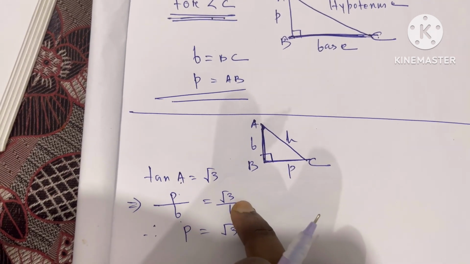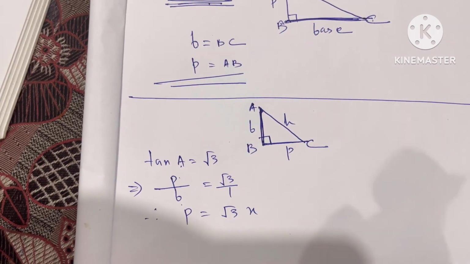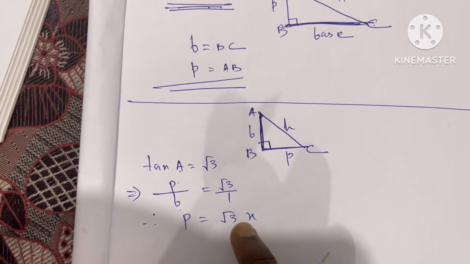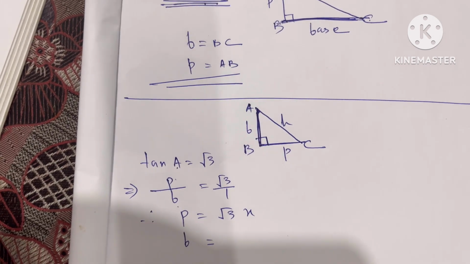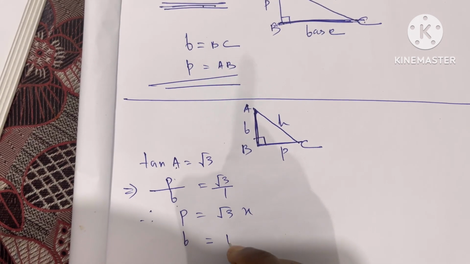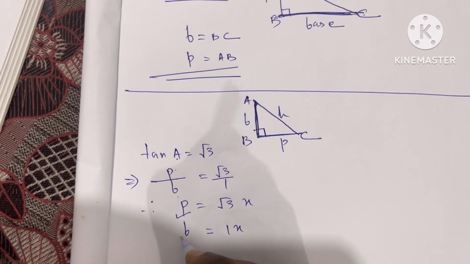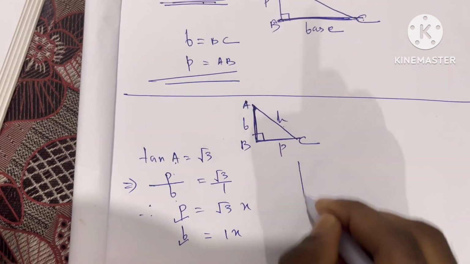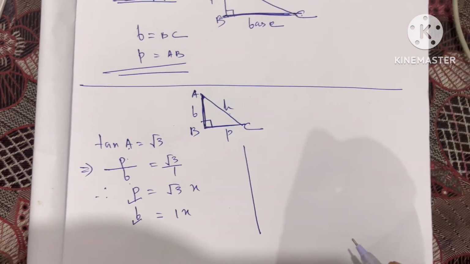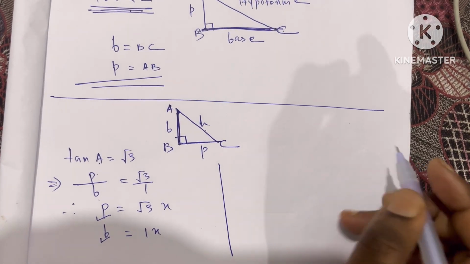So these are ratios. For finding the actual value, you have to multiply the ratio with one constant. That constant I take as x. So the value of P will be root over 3x, and the value of B will be 1x. You can write x also. So I have the value of perpendicular and the value of base. I don't have the value of hypotenuse. So how will we find hypotenuse? For finding hypotenuse, we can use the Pythagoras theorem.